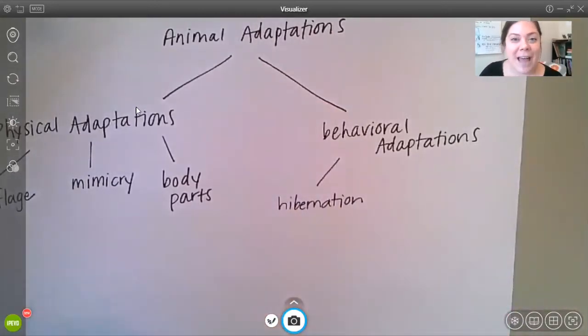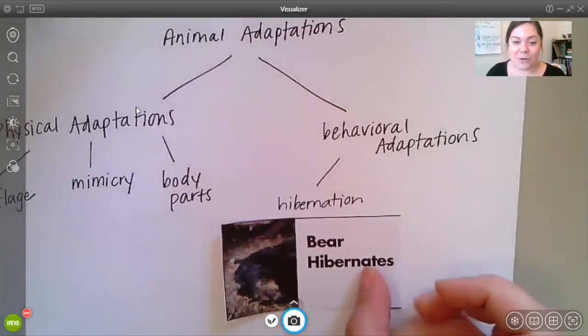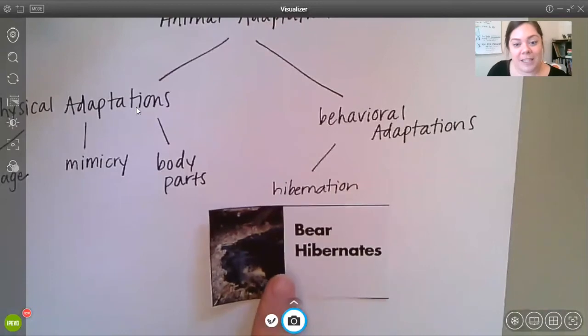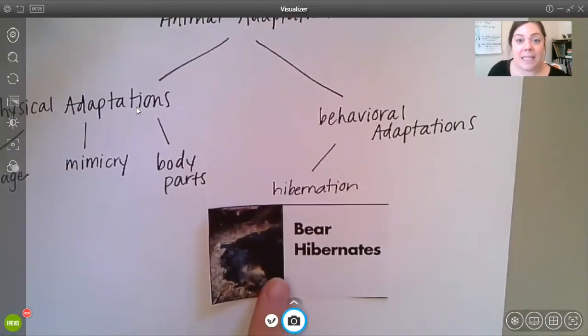Hibernation is a behavioral adaptation because we know that some animals like to rest and conserve their energy throughout the winter times because there's not a lot of food available. One of those examples, of course, is a bear. A bear hibernates throughout the colder months because its food sources become less available. So throughout the warmer season, they store up a lot of energy so that their body can still run and function throughout those winter months while they're sleeping and resting.